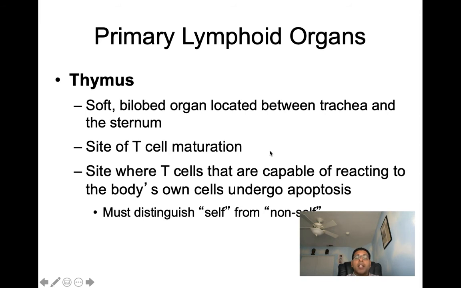It's the site of T cell maturation. Again, this is where the T cells come to mature. This is also the site where T cells that are capable of reacting to the body's own cells undergo apoptosis. They must distinguish self from non-self so they don't attack our cells.